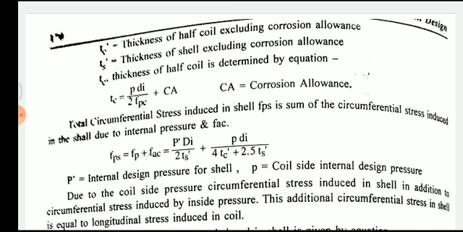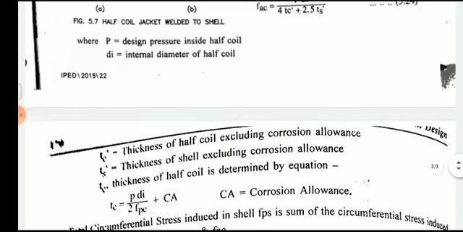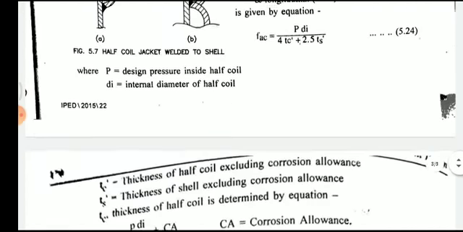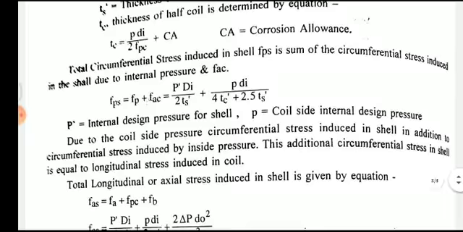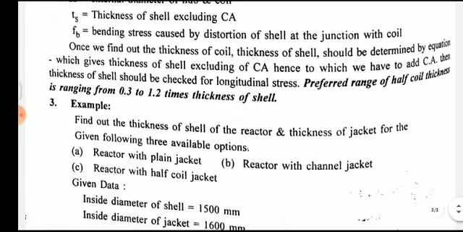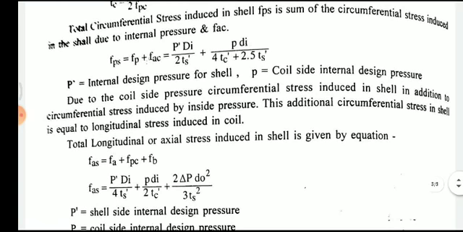FPS is equal to FP, that is P dash DI divided by 2 TS dash plus PDI upon 4 TC dash and 2.5 TS dash. Okay, where P dash is internal design pressure for shell, and P is coil side internal design pressure.